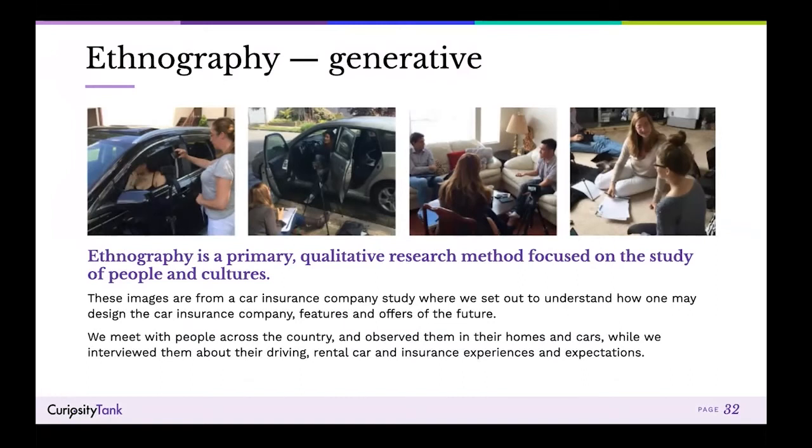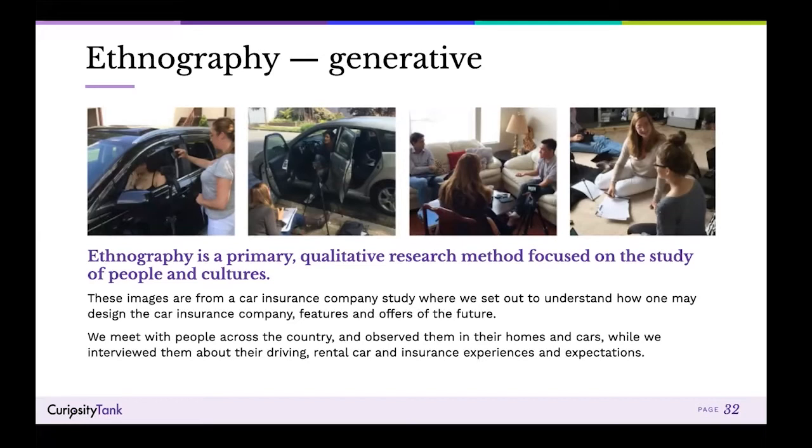This is a study on the car insurance of the future. What we did here was conduct a study in 4 different regions with 3 different segments of people. The first segment of people had traditional cars. They lived in suburbia. They drove to the supermarket. They drove to school and to work and back.